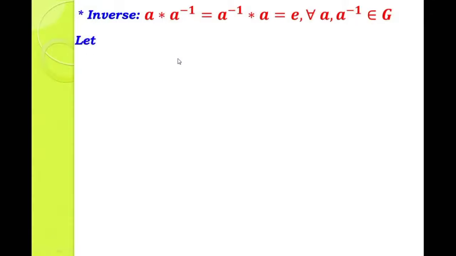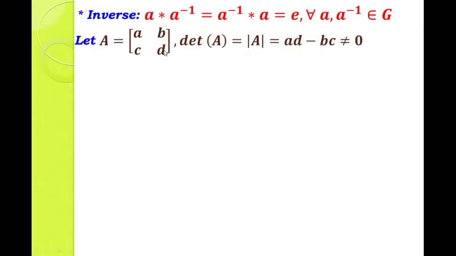So let capital A equal to [[a,b],[c,d]]. If you find the determinant of this matrix, you get always ad minus bc not equal to 0. So I am going to consider the determinant of A, which is nothing but the modulus of A. Similarly, I am going to find A inverse of this matrix.